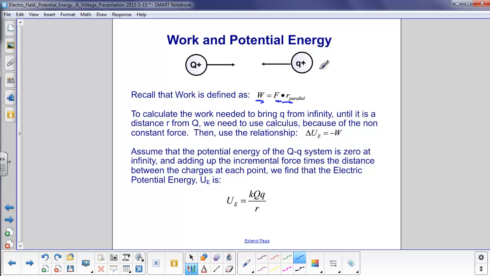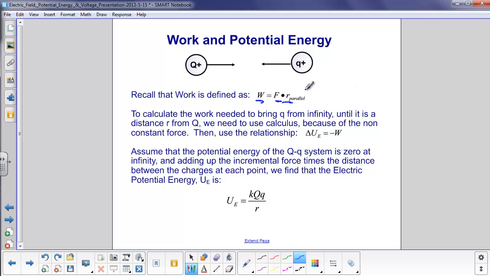Now, since we're bringing this charge in from infinity, we actually need to use calculus, because remember on the previous slide, we said that the force is not constant. It continually increases as it gets closer together. That means we're going to have to do integration, which you don't know yet, but you will soon. And then we will describe potential energy as the negative of the work done. And we'll assume that we have zero potential energy when these two charges are infinitely far away from each other.